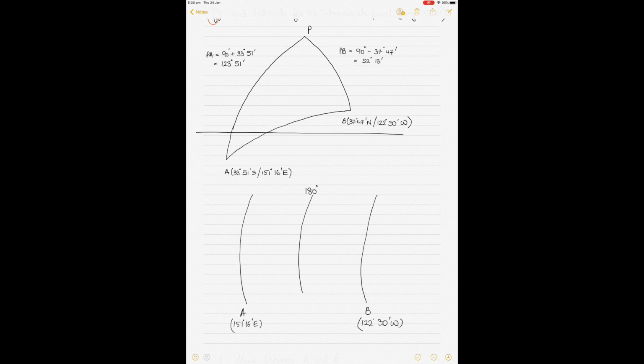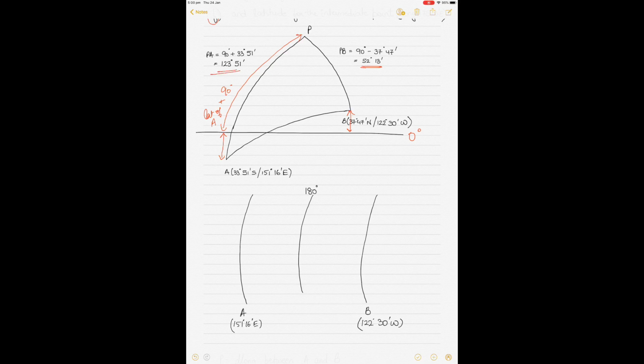Alright, so I've got PB. This is the equator, 0 degrees, so the distance from B to the equator is 37:47, so PB becomes 90 minus 37:47, which is the latitude of B, and you get 52 degrees 13 minutes. Similarly, from the equator to A is 33:51 south, so for PA you will add 90 degrees to this, plus the latitude of A. When you do that, you get 123 degrees 51 minutes.